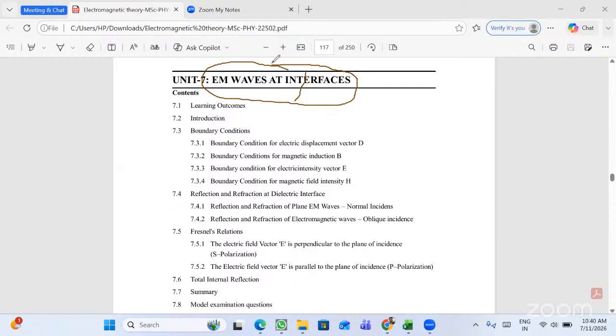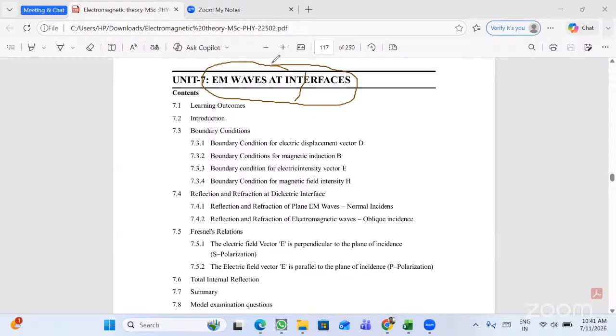interface. As I told, when we have studied the electromagnetic wave propagating in different media, whatever the media may be, like a free space or a dielectric media or something else, it has its own propagation. When it is propagating in a free space, it has its propagation in one manner. When it is propagating in a dielectric medium, it has a different manner.